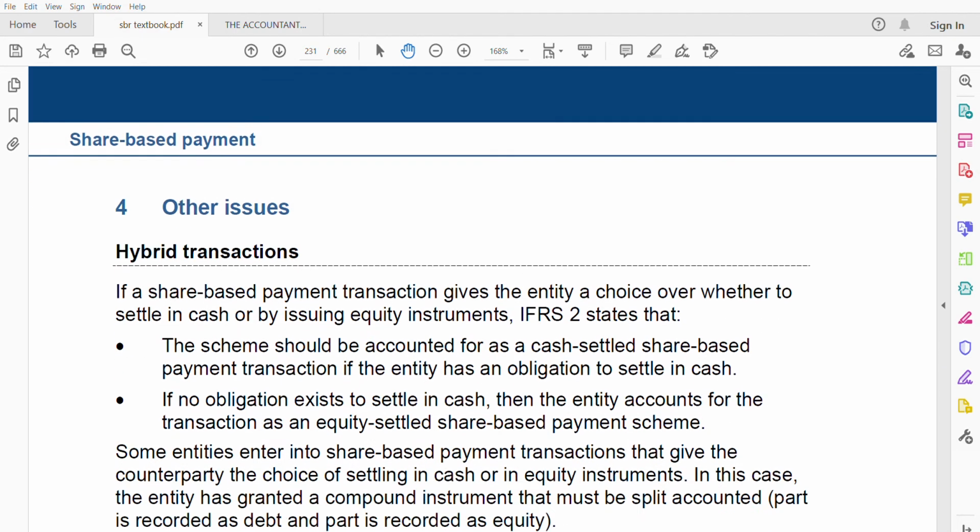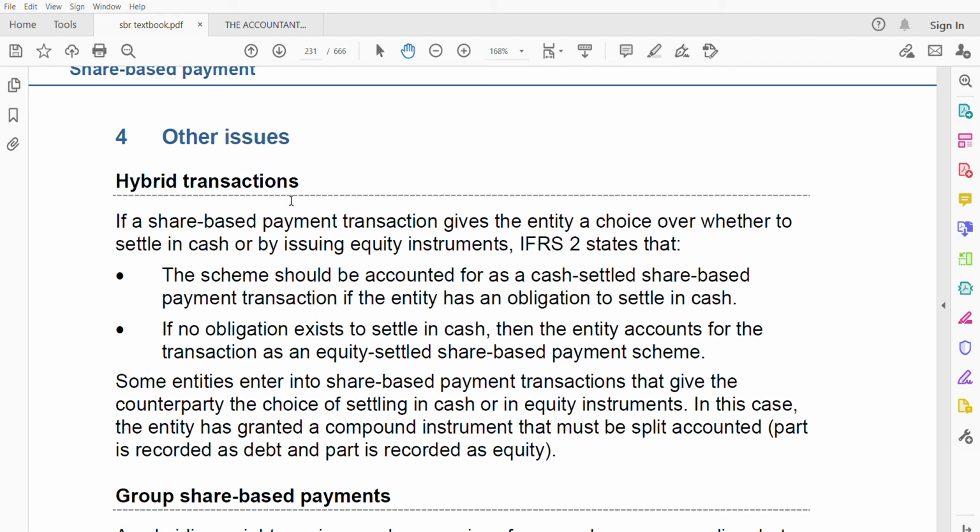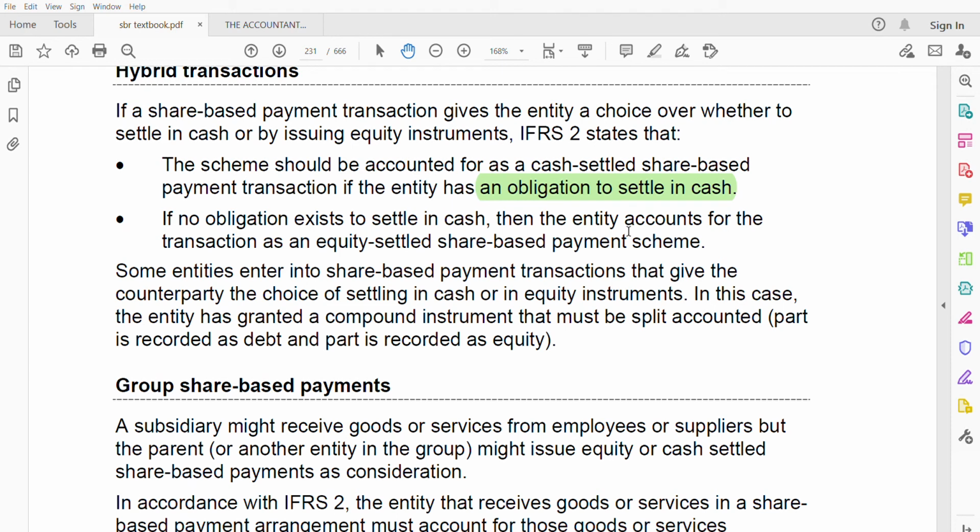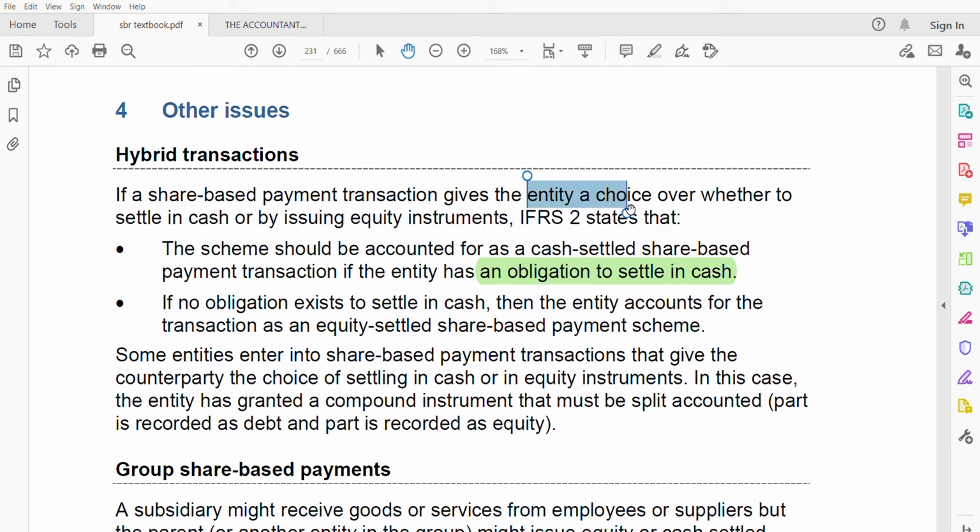Okay. Now other issues. Hybrid transactions. What if it's a hybrid transaction? That means the entity is given a choice whether to settle in cash or by issuing equity instruments, by giving shares or share options, or by giving cash. If they are given that option, the scheme should be accounted for as a cash settled share based payment if the entity has an obligation to settle in cash. If they have an obligation that they have to settle in cash only, then it is classified as cash settled share based payment. It's easy, cash. But if no obligation exists, then it is an equity settled share based payment. But this is when the entity is given a choice. You must see this also.